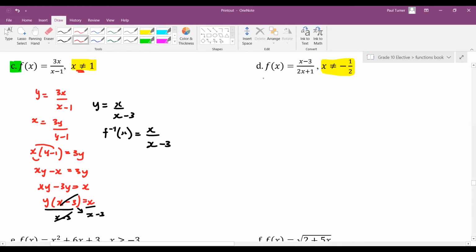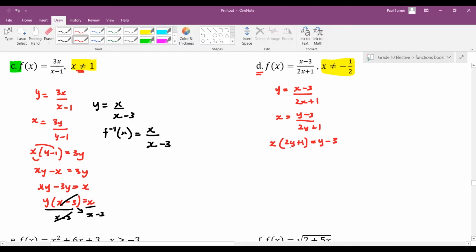Let's look at the solution for D and see if you get it correct. Okay, so we always start by letting the function equal y. x minus 3 on 2x plus 1. We swap the x and y in all positions. So the y will become x and the x becomes y. So y minus 3 on 2y plus 1. Okay, so now we will cross multiply to get your 2y plus 1 up on this side. So x times 2y plus 1 equals y minus 3.